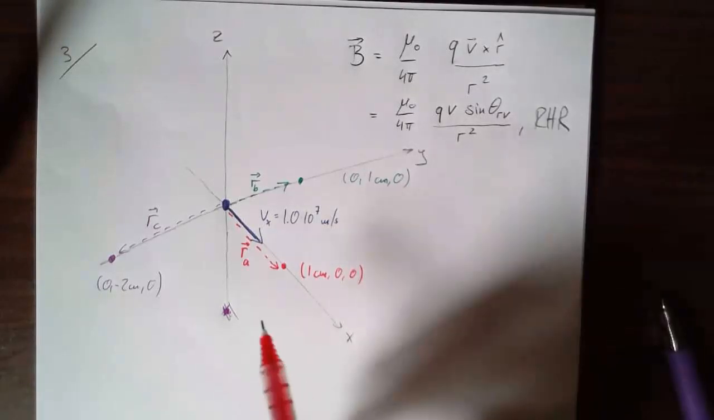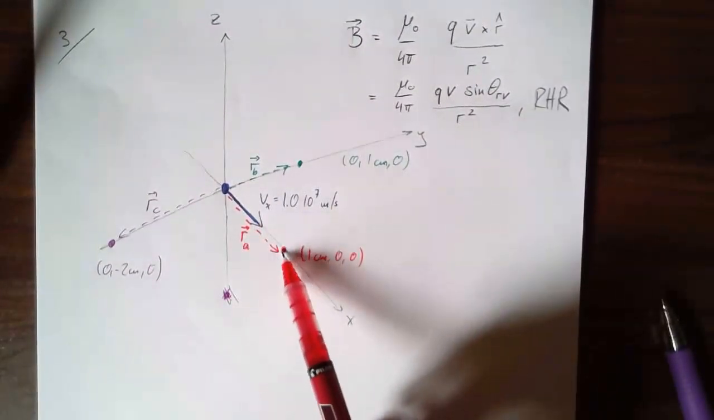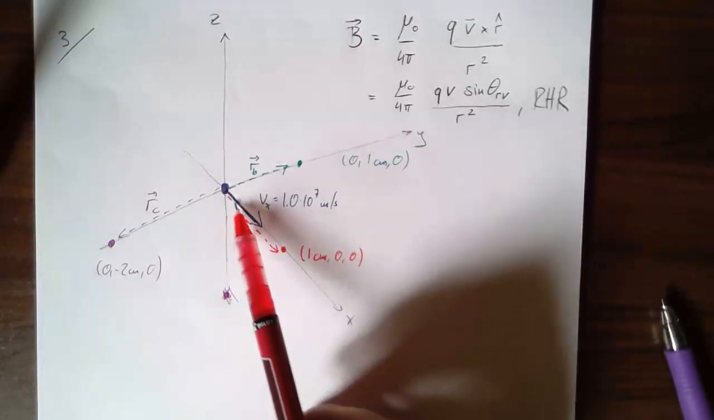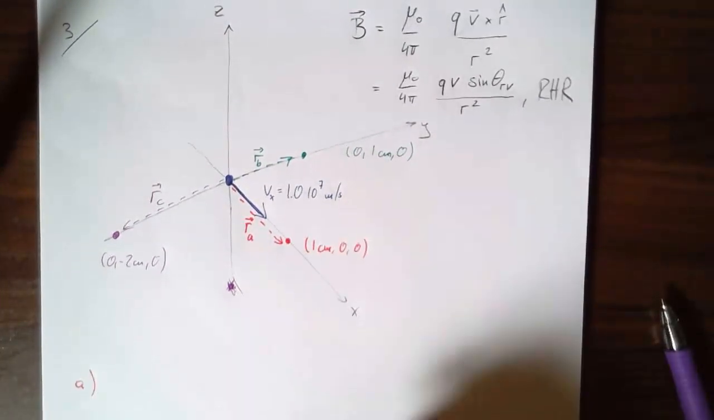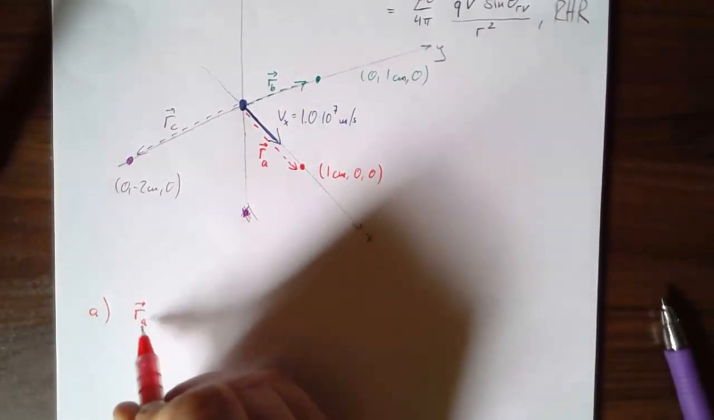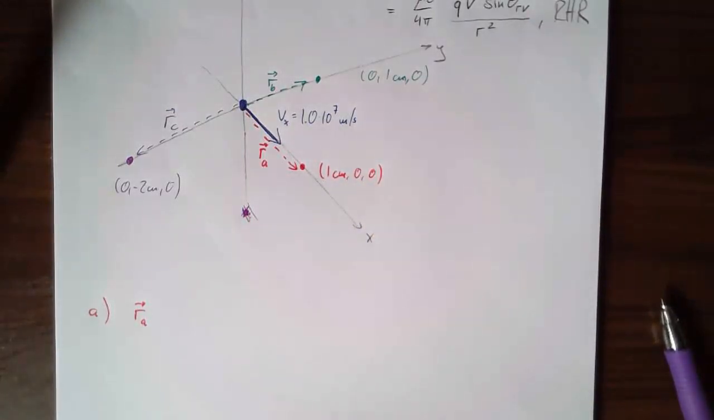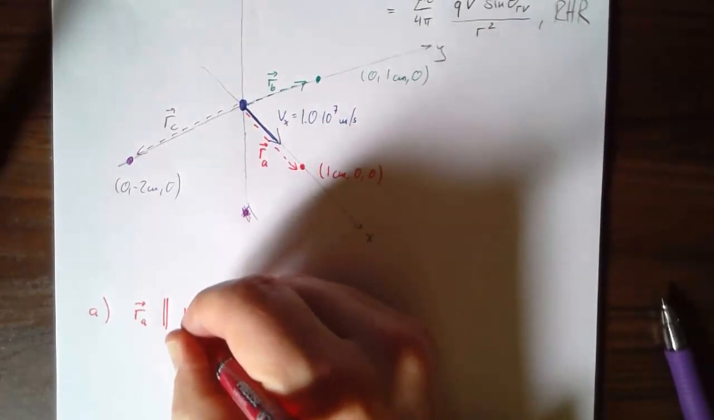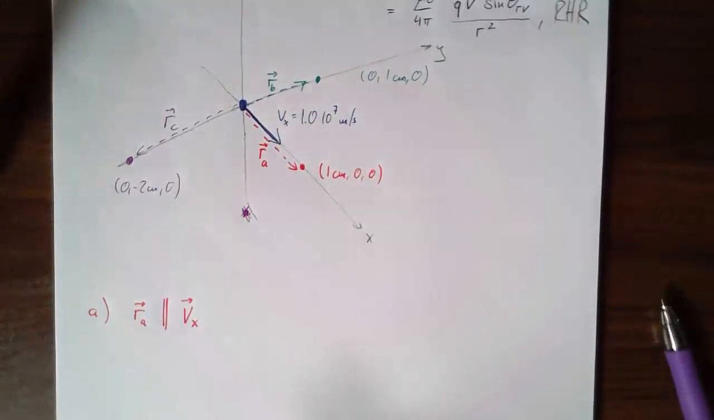So for part A, I'm actually not going to do very much at all. Let's look at part A. In part A, the point where I want to find the magnetic field is in front of the proton, in the same direction as the proton. So what do I have here? I have that for part A, the one at the red point, R_A, the connecting vector between the proton and the point where I want to find the field, is parallel to the velocity of the proton, of the charge.